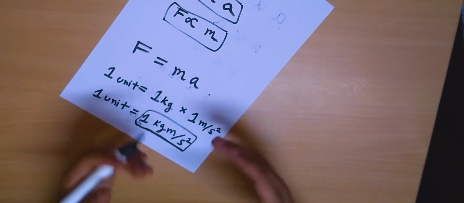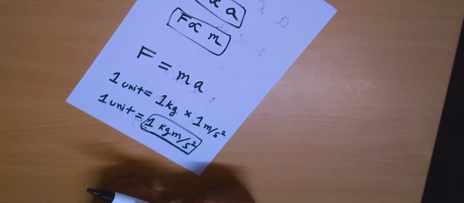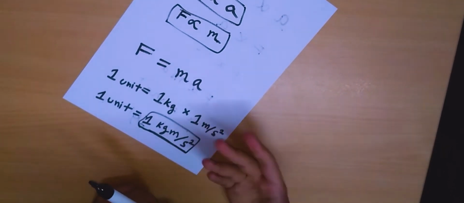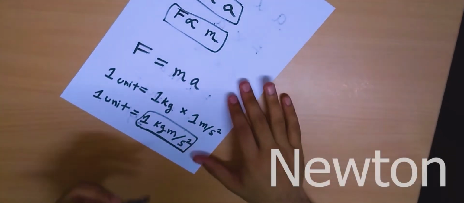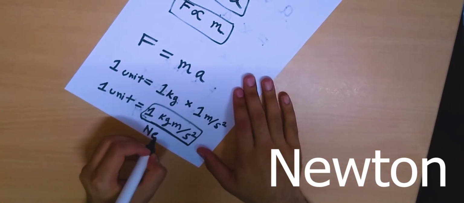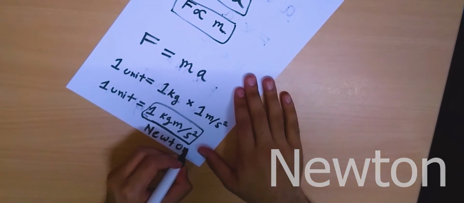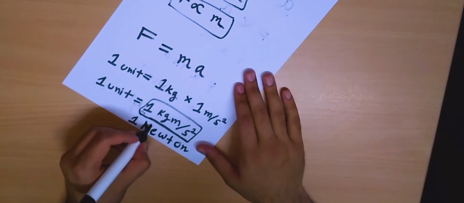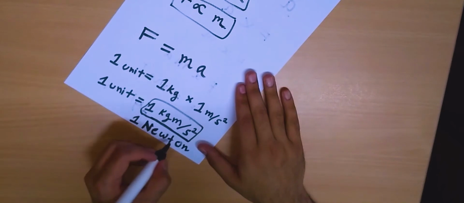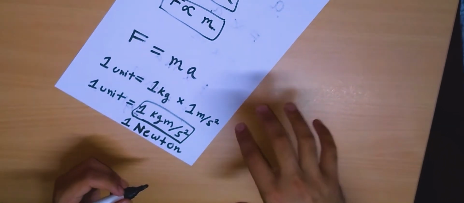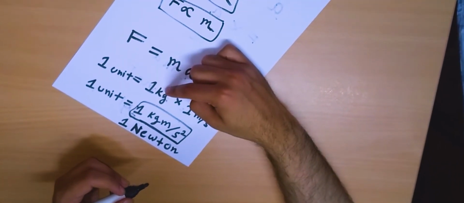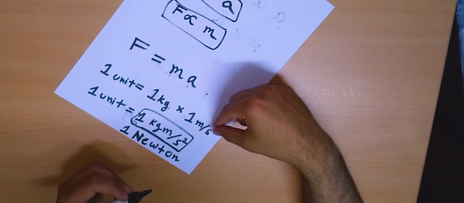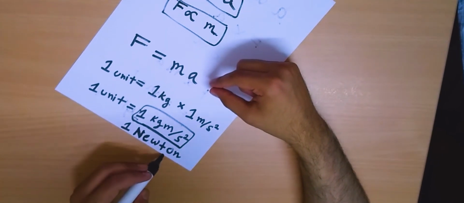And because the laws of motion were given by Sir Isaac Newton, in his honor we call the unit of force Newton. 1 Newton. So how much is 1 Newton? To define 1 Newton, I may say that when we are accelerating a mass of 1 kg by an acceleration of 1 meter per second square, I need to apply a force of 1 Newton.